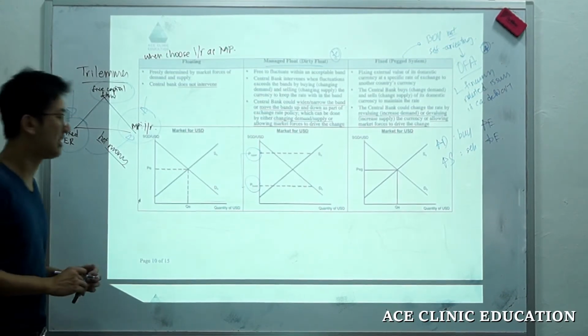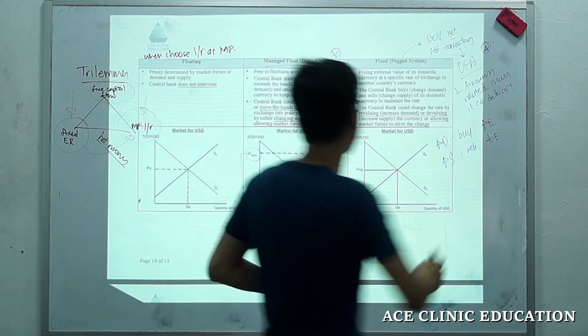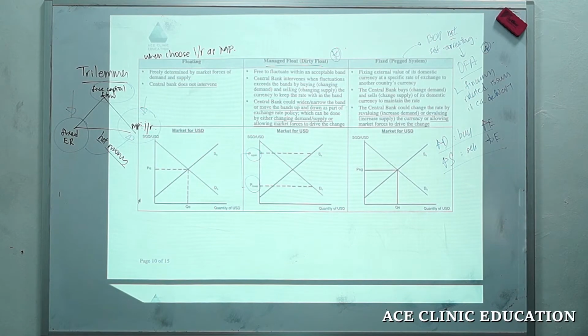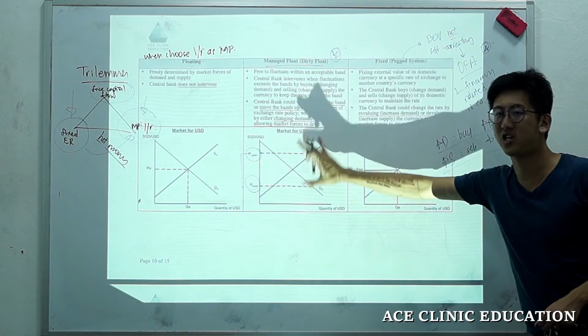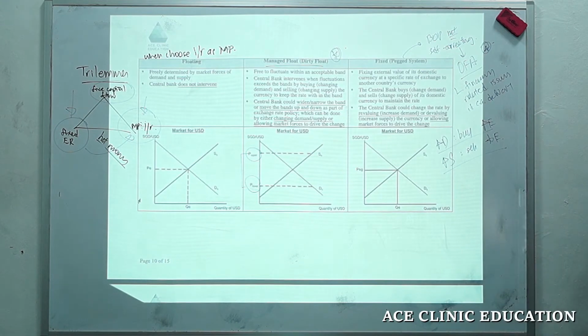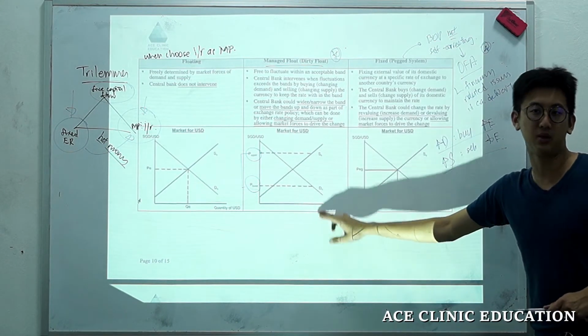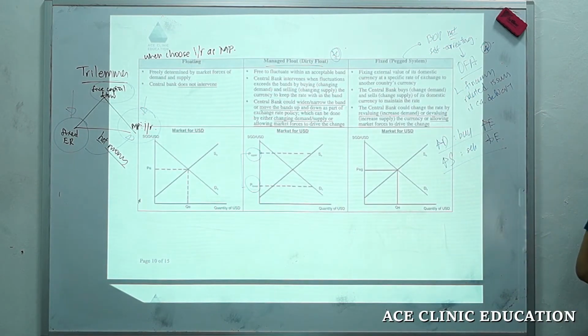The way you manage it is exactly the same as how you manage a fixed system, except that you don't have to intervene all the time. You intervene when the fluctuations exceed your band. If it goes above the upper bound, you bring it back down. If it goes below the lower bound, you bring it back up. The system is very much like a fixed exchange rate system, it's just that instead of one point, you make it a band.